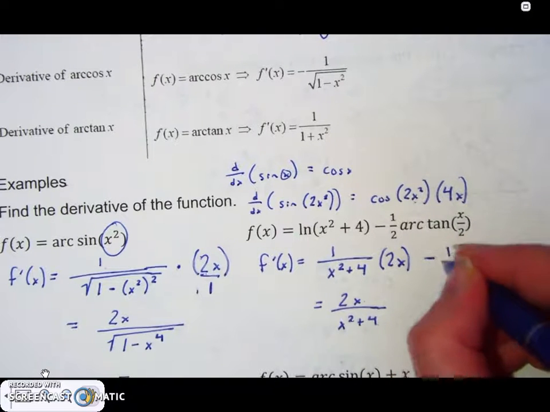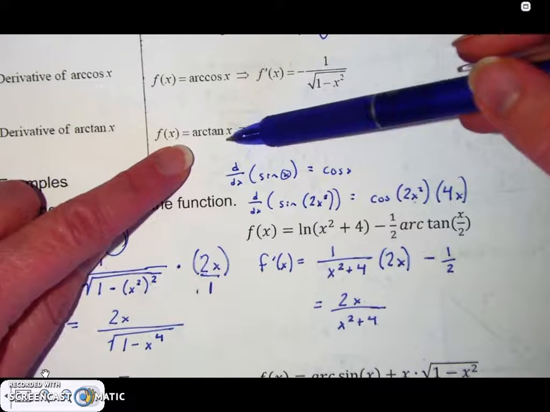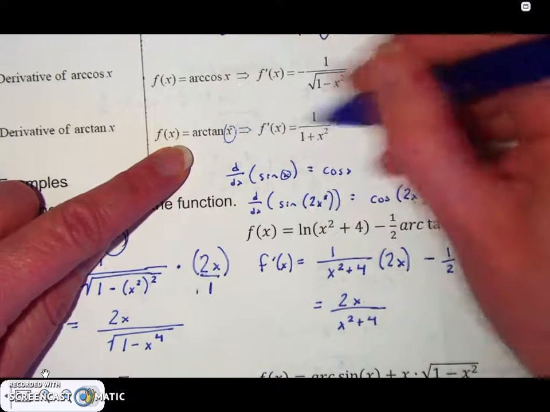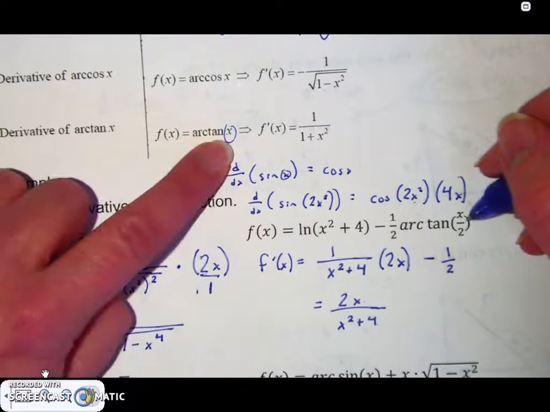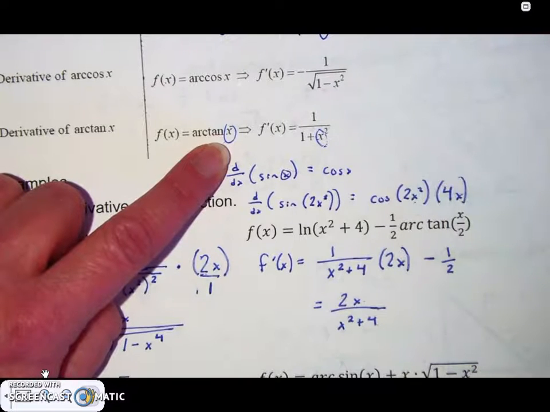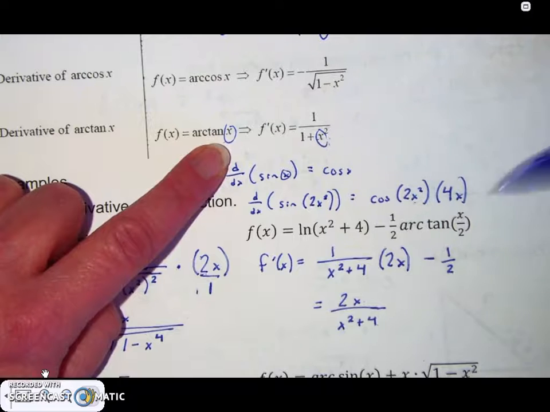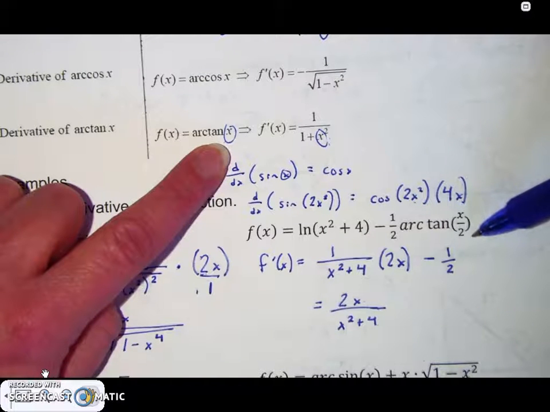Okay, minus, we're going to have the 1/2. Now, arctan, we're going to go up here and use this rule. So what we're looking at is instead of the x, we're using x over 2. So you're going to put x over 2 in anywhere you see the x, and then you're going to use chain rule, so it's going to be times the derivative of x over 2.